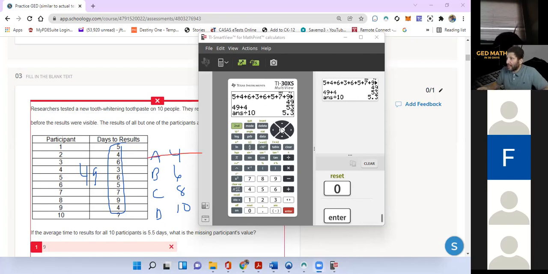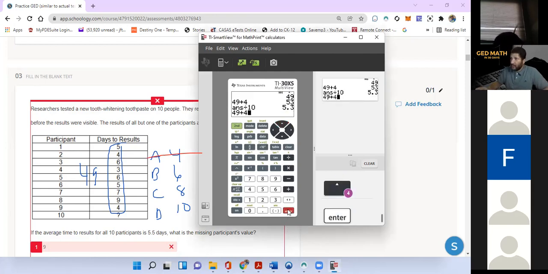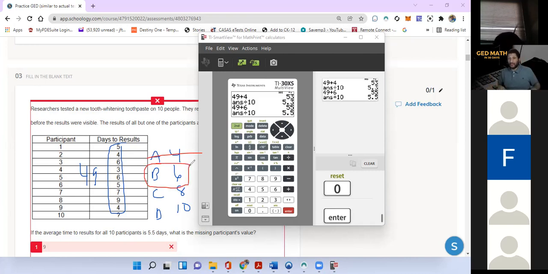So I'm going to use my calculator. I'm going to go back up into here and hit enter. Instead of using 4 now, I'm going to use what? 6. I'm going to press enter, and I'm going to divide by 10. Did I get the average of 5.5? Yes. I'm done. I did the same thing.